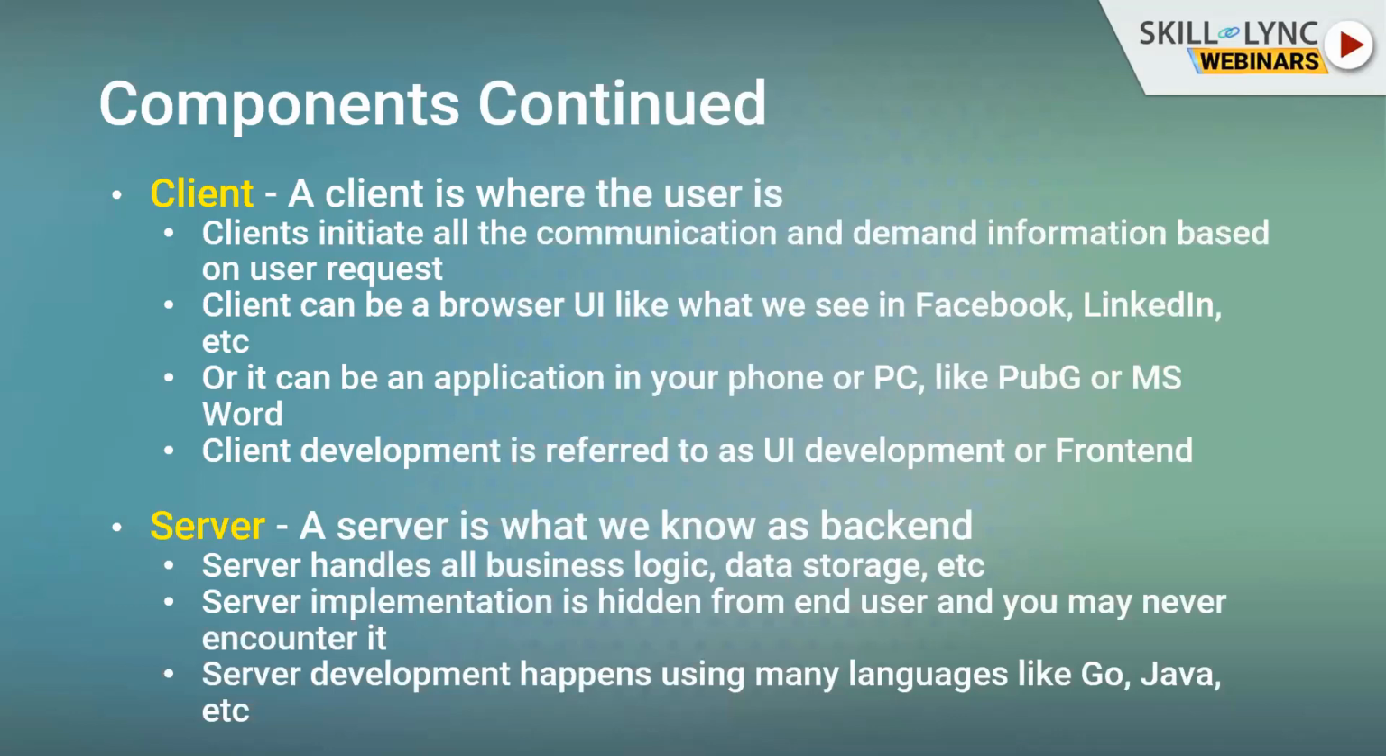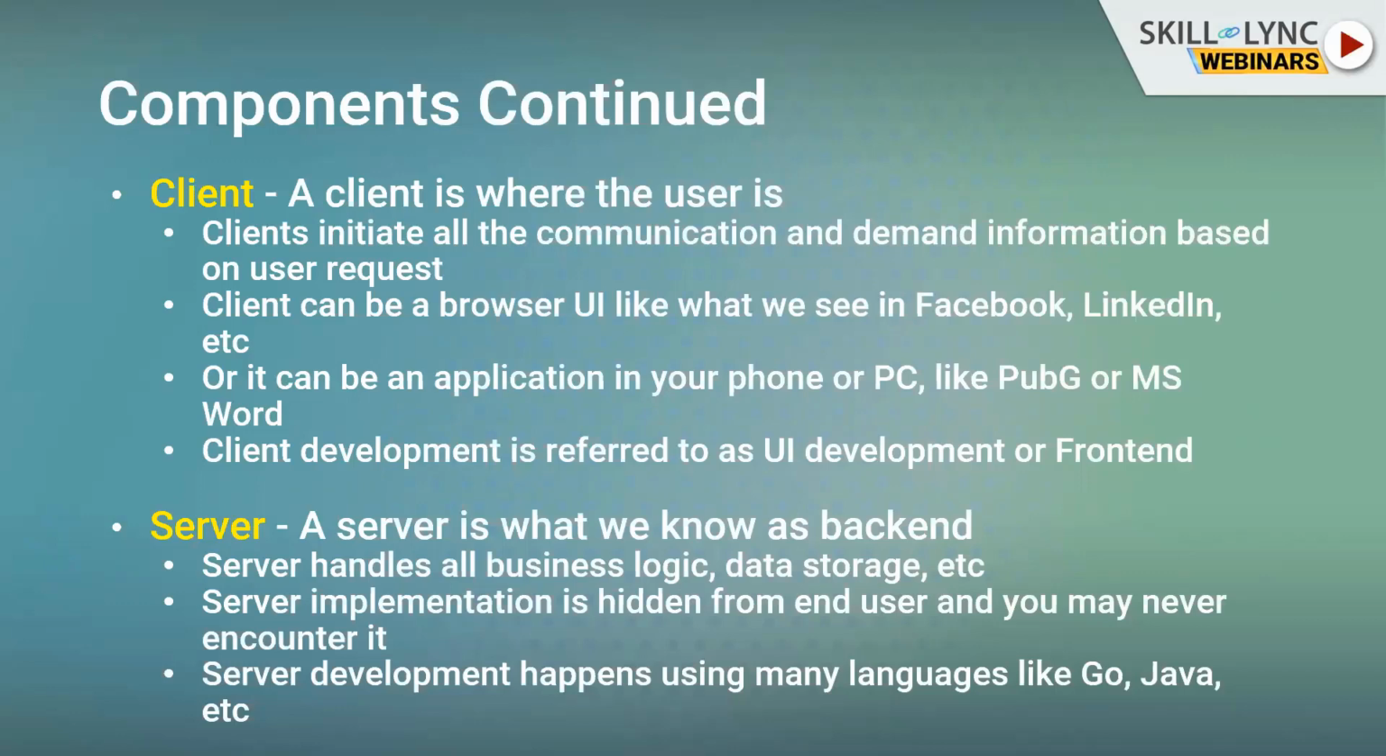The client can be a browser UI like what we see in Facebook, LinkedIn, etc., or it can be a phone application like your MS Word, your PUBG Mobile game, or a Flipkart application. Could be anything. The client is referred to as client development, where the applications that the user interacts with usually fall under the category of UI development or front end development. If you're viewing the same application via some phone app, then it would also come under mobile development. Now, coming to the server, a server is what we see as the backend.